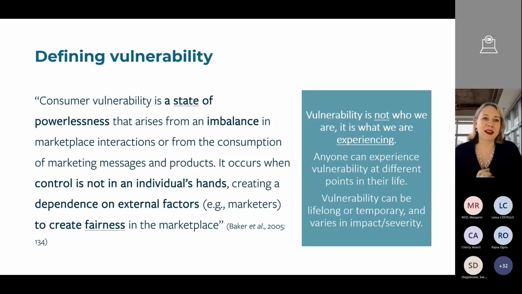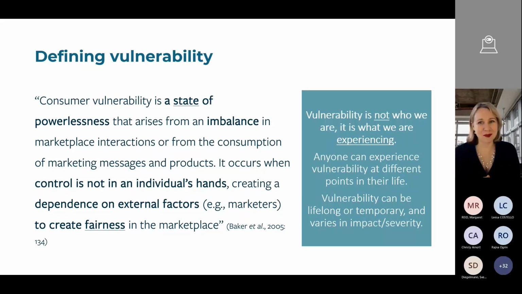So the definition I have here is: consumer vulnerability is a state of powerlessness that arises from an imbalance in marketplace interactions or from the consumption of marketing messages and products. It occurs when control is not in the individual's hands, creating a dependence on external factors like marketers. And it's up to us to create that fairness in the marketplace.